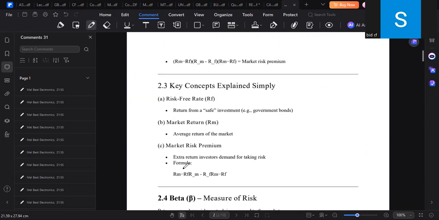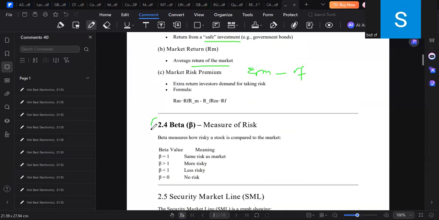So these are the key concepts. What is the risk-free rate? This is a return from a safe investment like a government bond. What is the market return? This is actually the average return in the market. What is the risk premium? The risk premium is the extra return that investors demand for taking additional risk. So the risk premium is simply equal to the market return minus the risk-free rate. So these are very important.